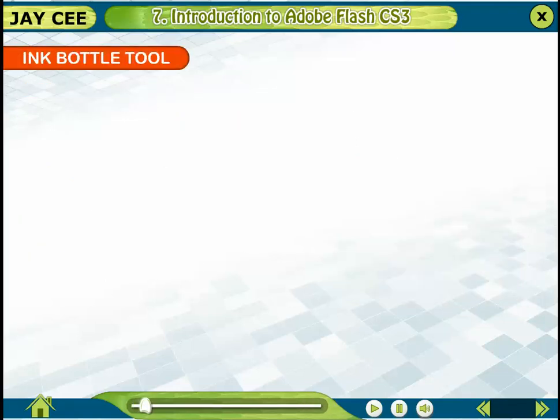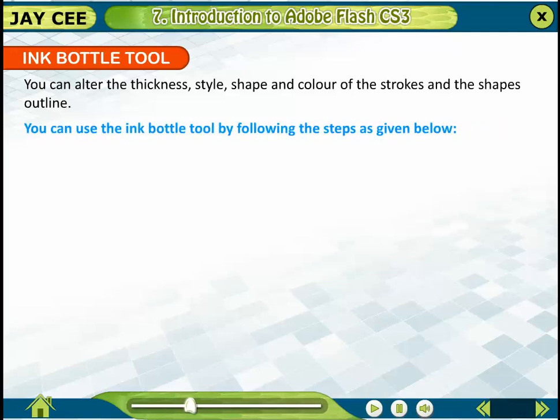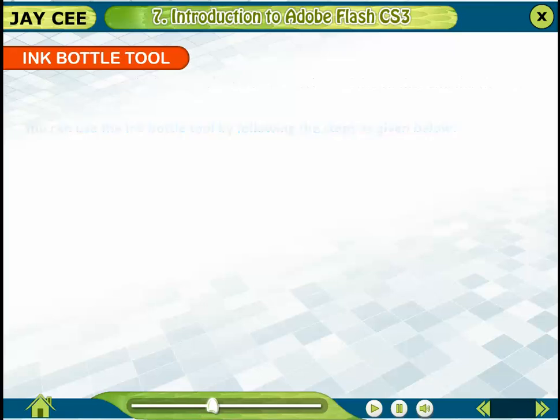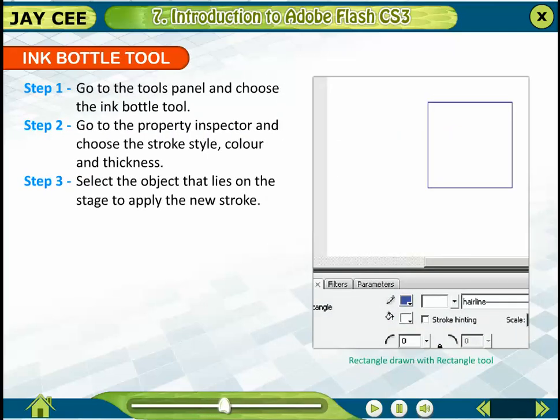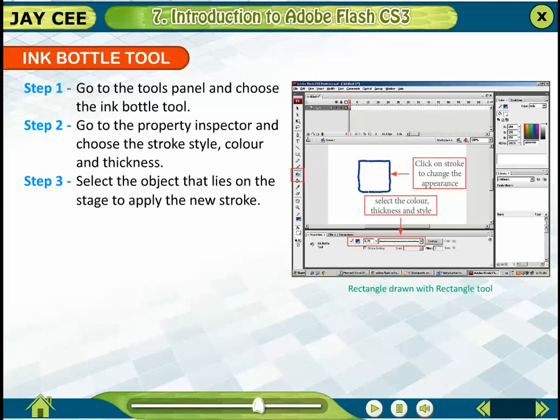Ink Bottle tool. You can alter the thickness, style, shape and color of the strokes and the shape's outline. You can use the Ink Bottle tool by following the steps as given below. Step 1. Go to the Tools panel and choose the Ink Bottle tool. Step 2. Go to the Property Inspector and choose the stroke style, color and thickness. Step 3. Select the object that lies on the stage to apply the new stroke.